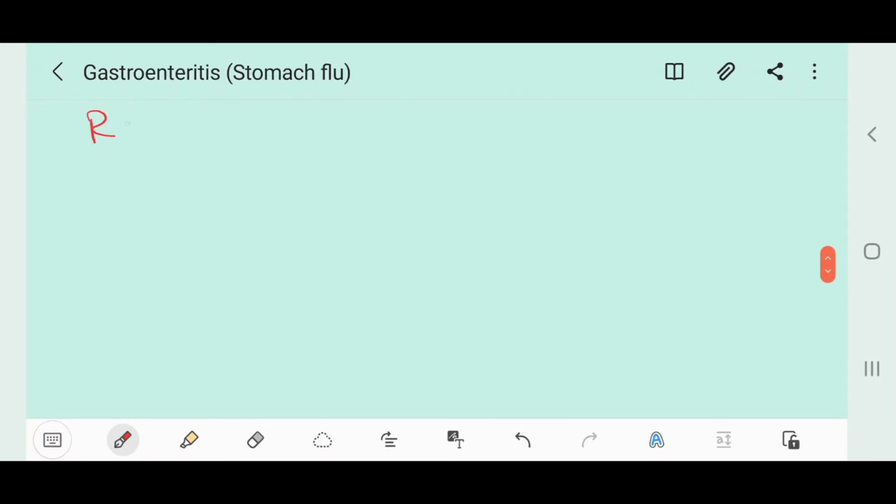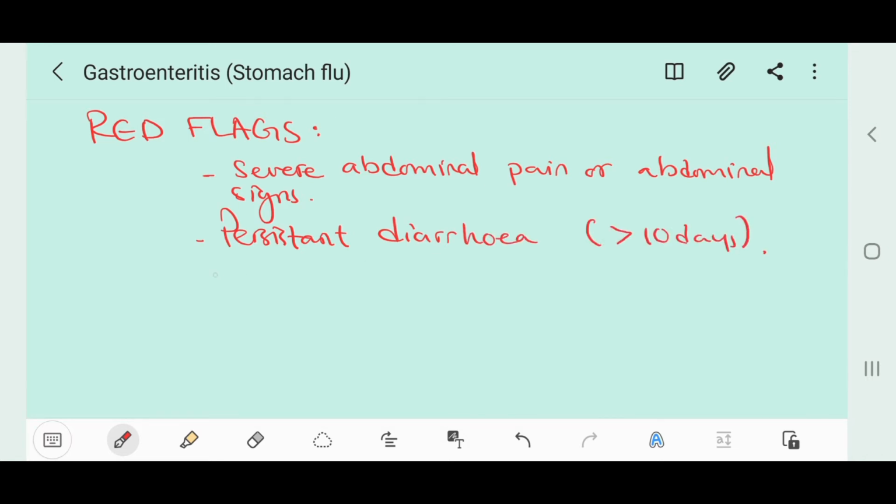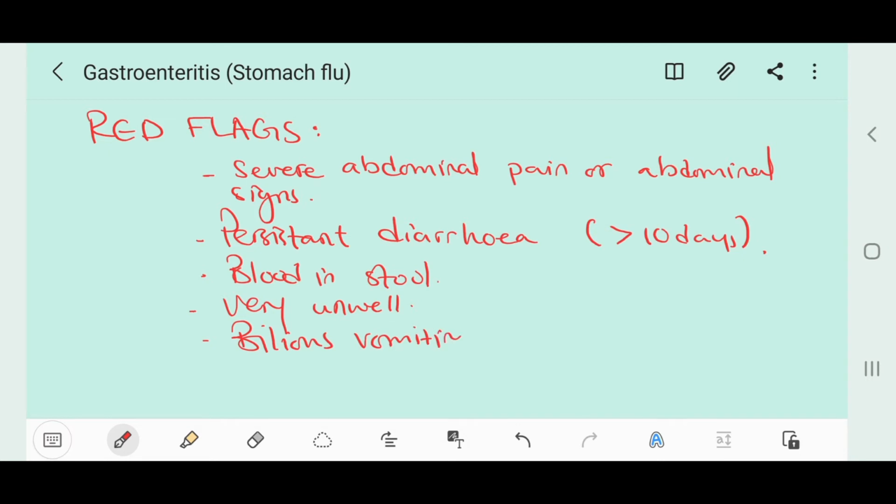So when we get a case of gastroenteritis, there are some red flags that might make us consider other diagnoses, such as severe abdominal pain or abdominal signs, persistent diarrhea of more than 10 days, blood in stool, very unwell appearance, bilious or green vomit, and vomiting without diarrhea.